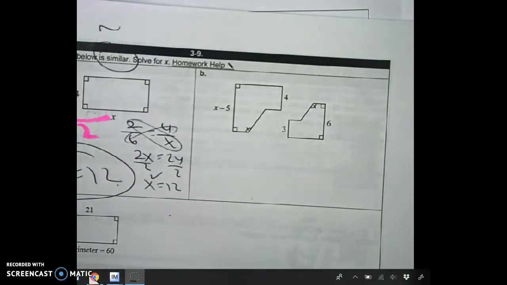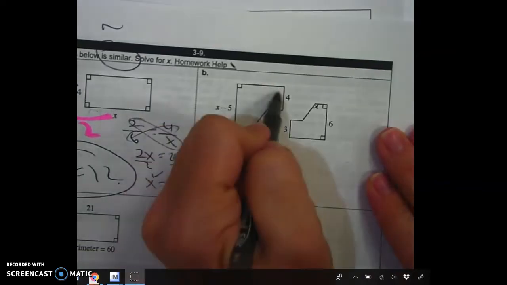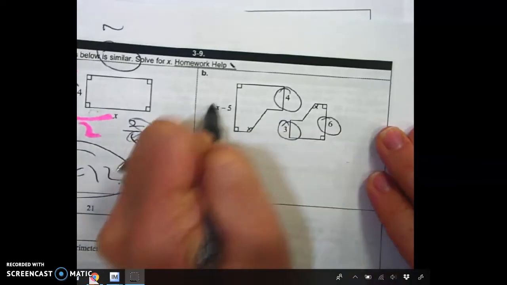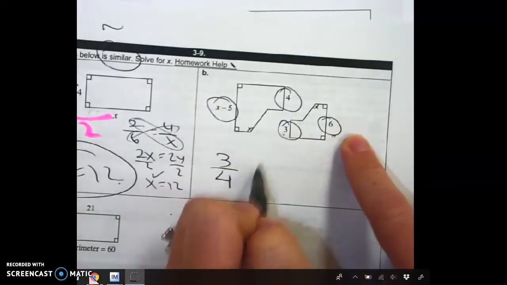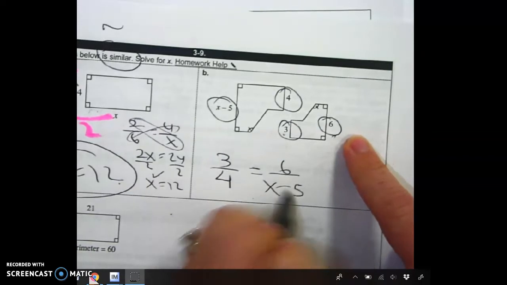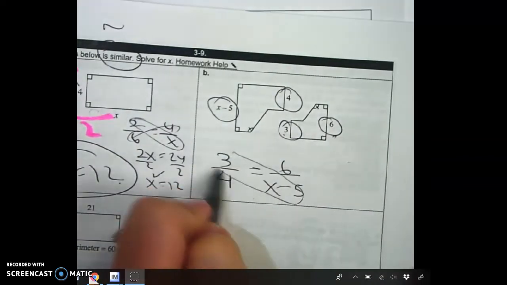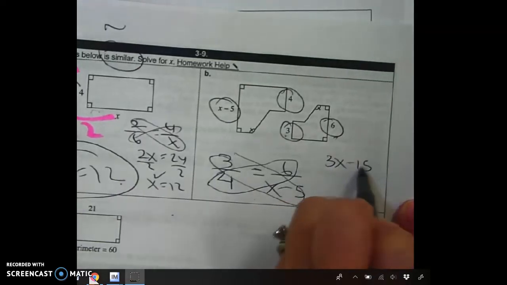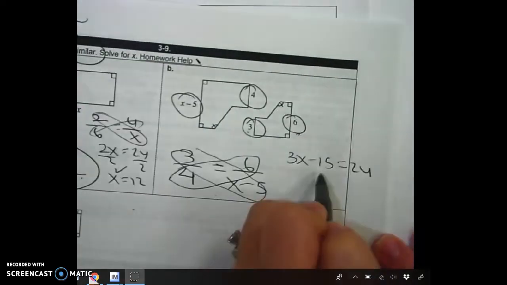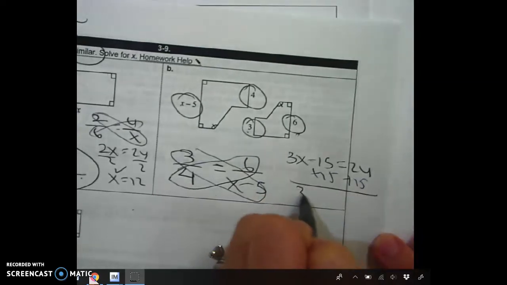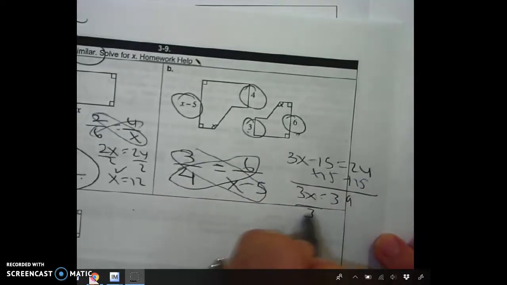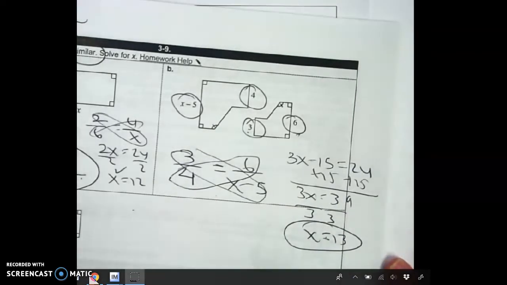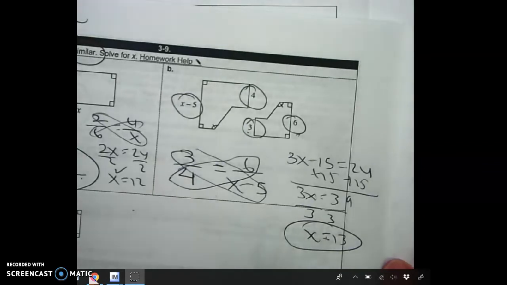Okay? So, let's look here. This guy matches that guy. So 3 over 4. And that means this one matches this one. So the 3 has to be with a 6. Okay. Multiply, multiply. Distribute to both. And then solve. 3x equals 39. Divide by 3. X equals 13.